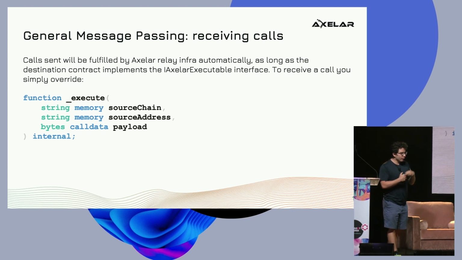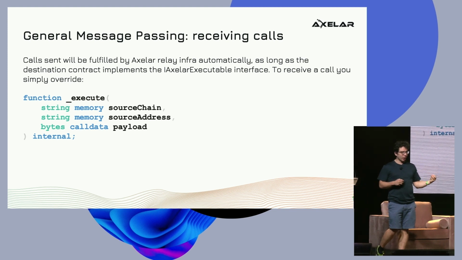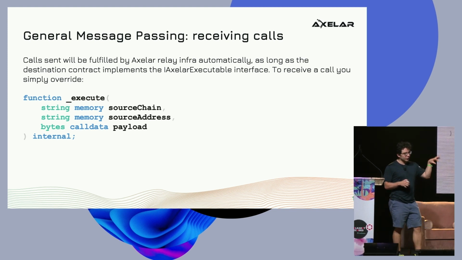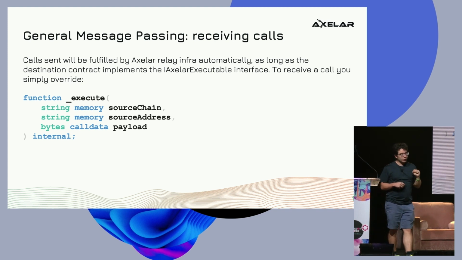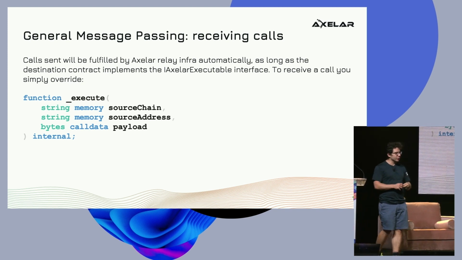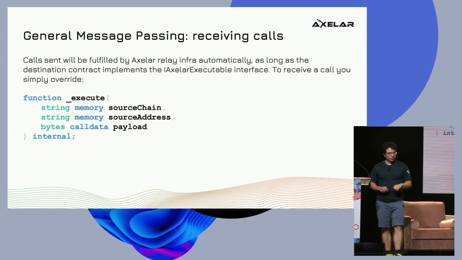How do you know it came from a specific address? That's where you rely on the Axelar validation layer, right? That always puts the messages with the correct source chain and correct source address, and so you can trust those messages. But from there, you can execute them and validate the address and so on and so forth.